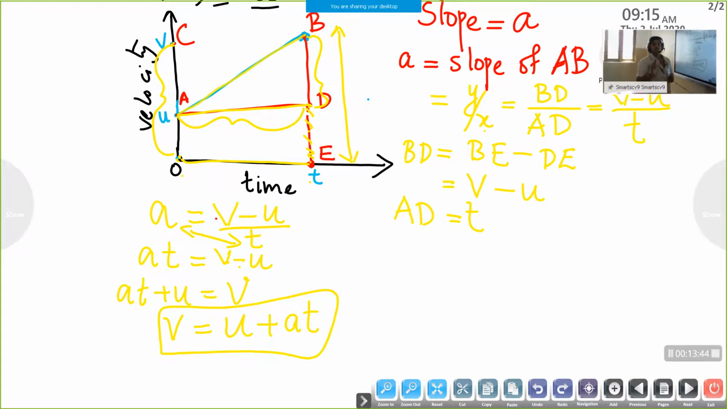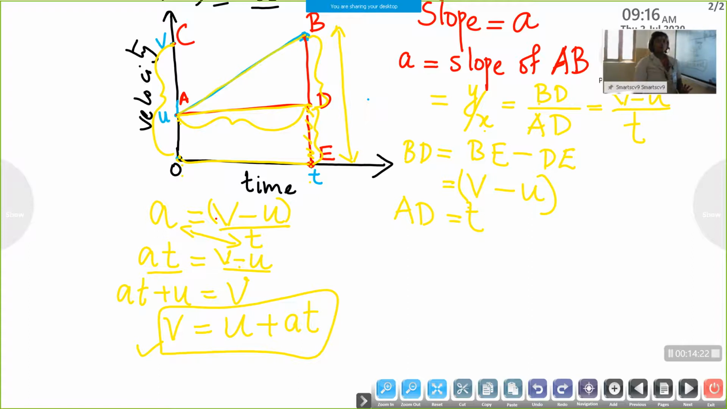So children, we have taken the slope of the graph. A is equal to BD by AD, and BD is the total distance BE minus this much distance DE. So you got V minus U, and AD, you know that it is OE, so it is T. When you substitute, you will get A is equal to V minus U by T. Then cross multiplying, just rearranging, you will get AT is equal to V minus U, that is V is equal to U plus AT. This is the first equation.